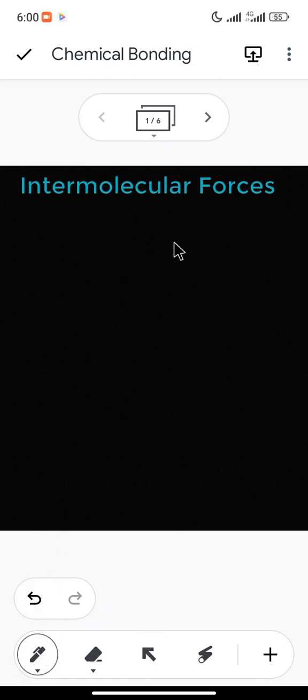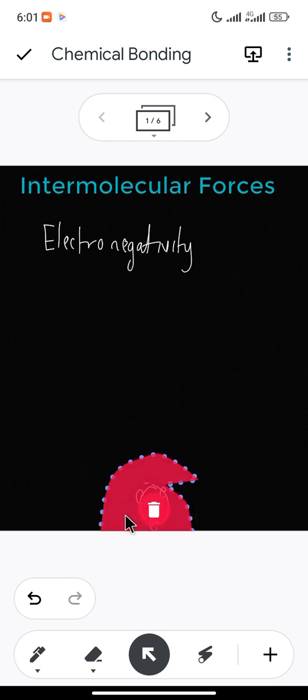All right, so we're going to talk about intermolecular forces. First of all, we'll talk about some things. The first thing we're talking about is electronegativity. Now, electronegativity is just the ability of an atom to attract electrons to itself. So, in other words, it's just the attracting power of an atom, or how well an atom can attract electrons to itself.